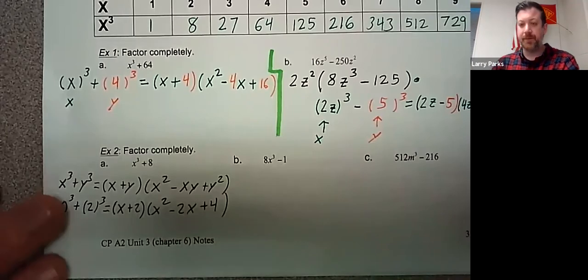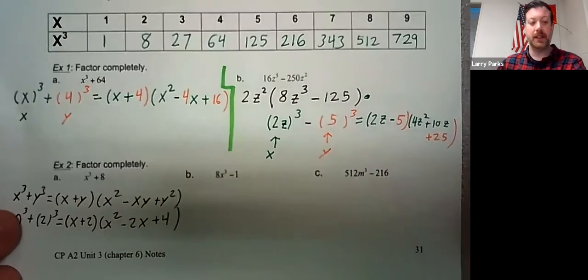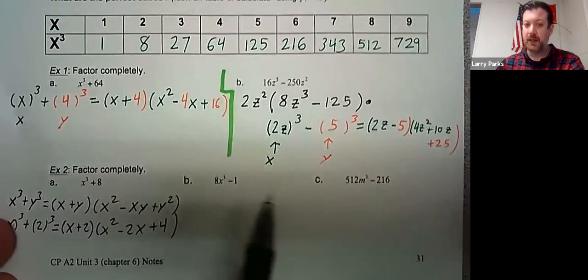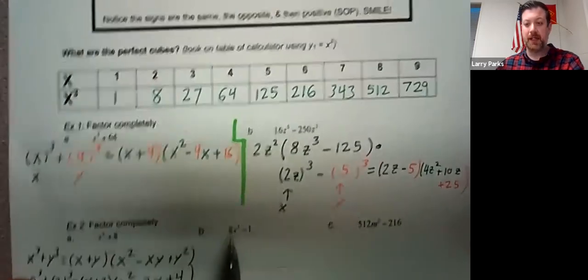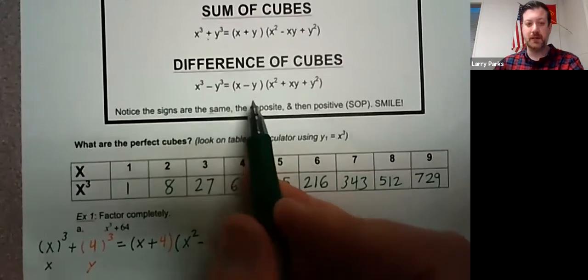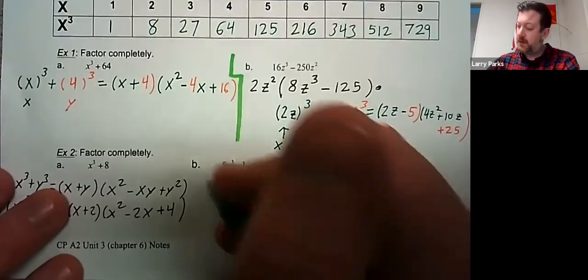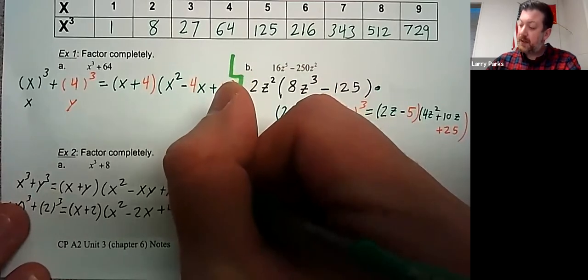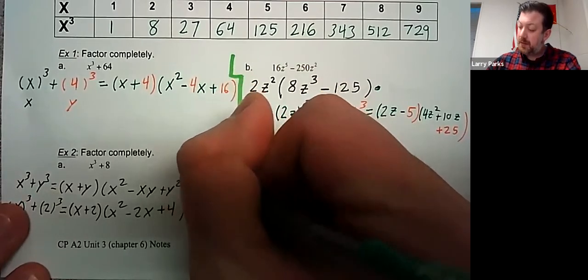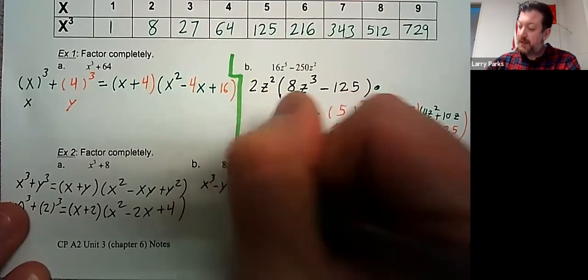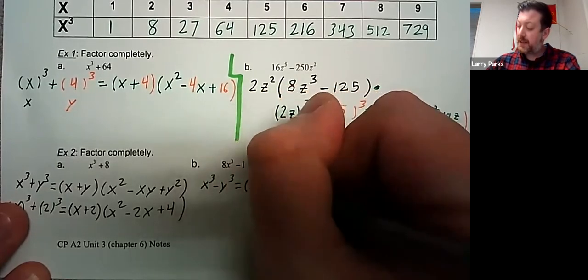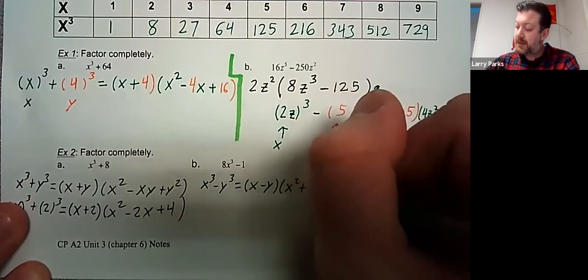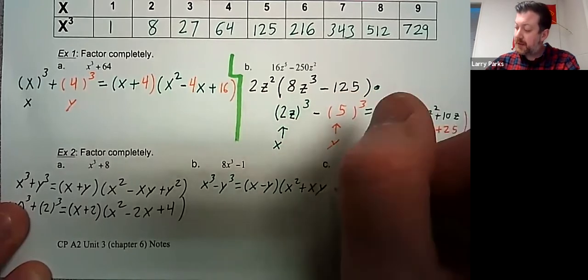B. So again, I always like to write down the formula. So this one, looking on top, is a minus. So I'm going to pick the minus one. So I'm going to go, what is it? X cubed minus y cubed is x minus y times x squared plus xy plus y squared.